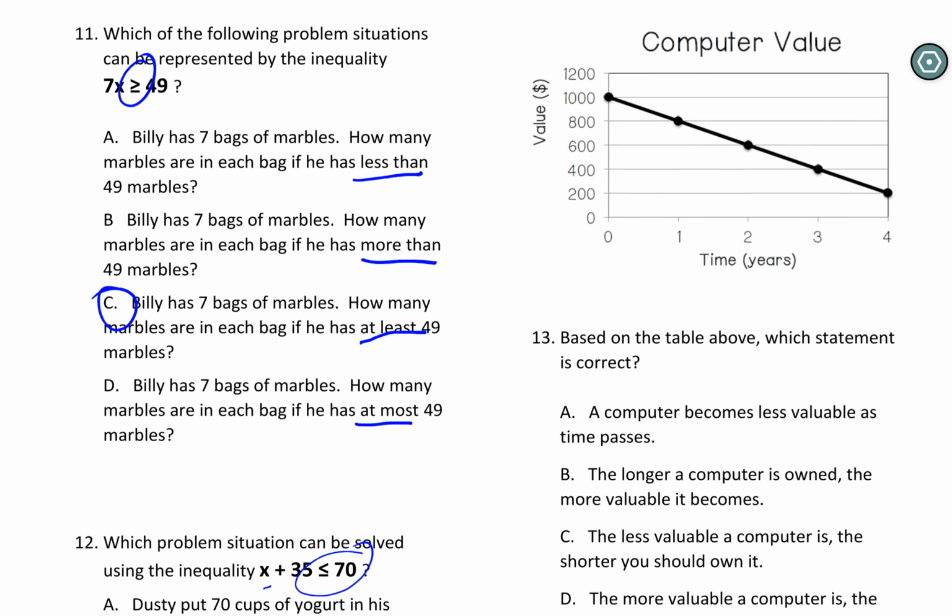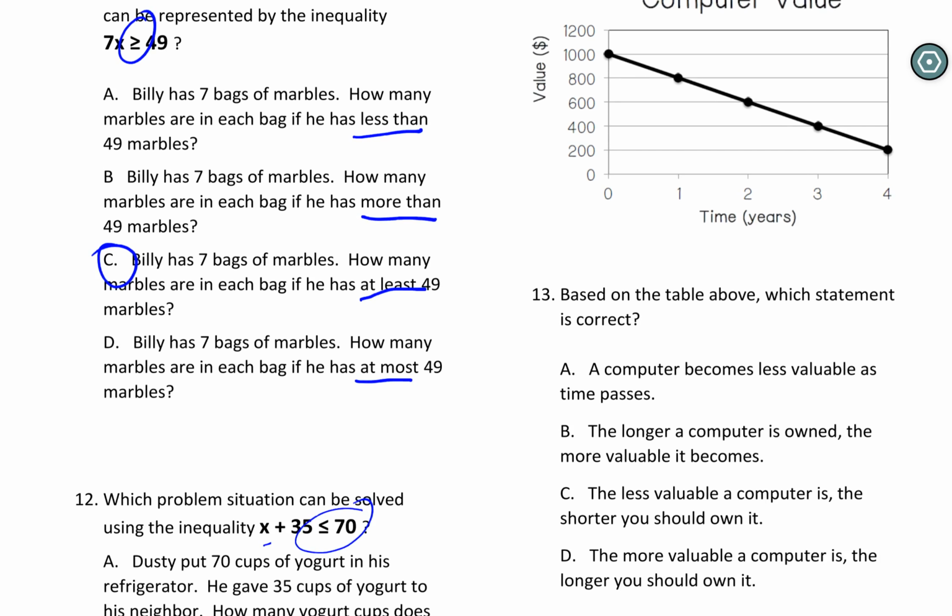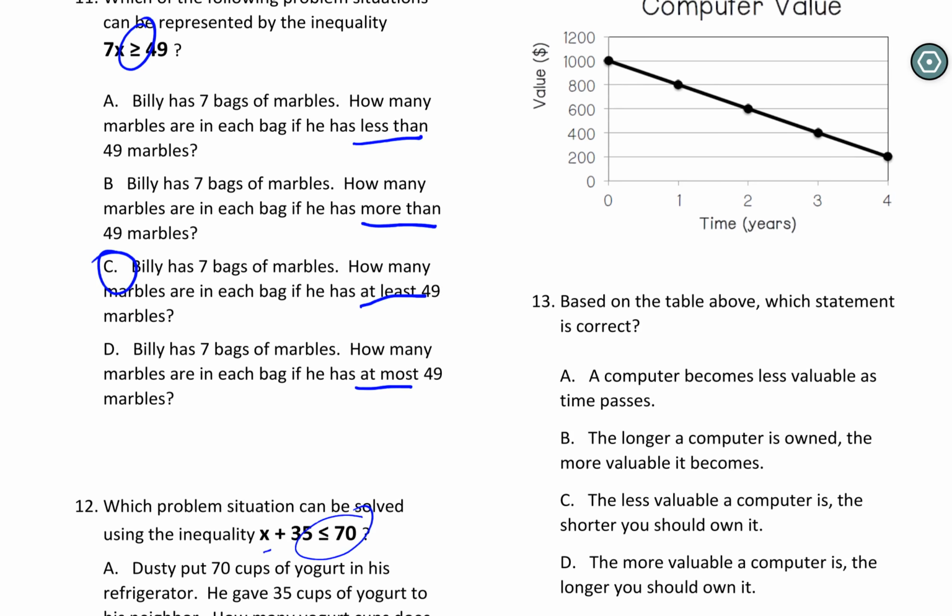Question number 13. So this one is one that we did on our task cards. Based on the table above, which statement is correct? And so we look here and we see the value of a computer is falling as time goes on. So as my time increases, my value decreases. And so we see here a computer becomes less valuable as time passes. Well, yeah, that looks like what it's saying. The longer a computer is owned, the more valuable it becomes? No, because it's decreasing. The graph is actually going down, so we know that's not true.